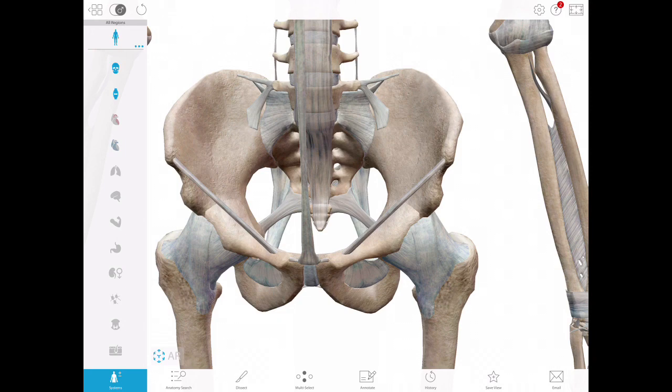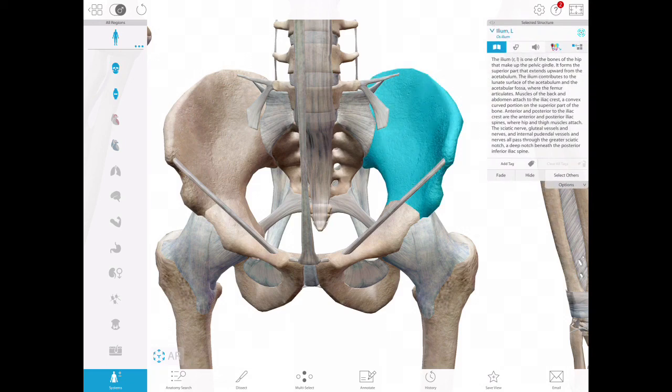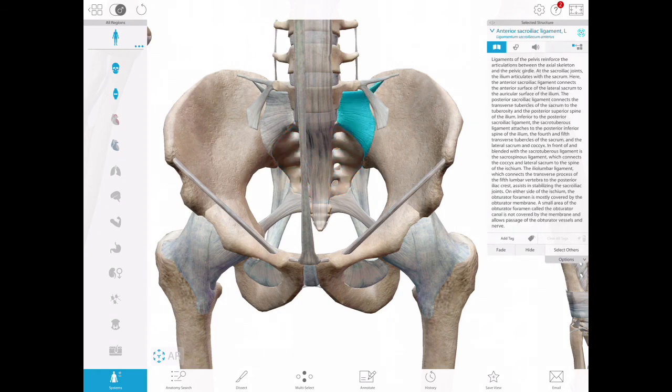So the next one is the sacroiliac ligament. Can you guess where that is? Sacrum and iliac. So where do you find the sacrum and the ilium? Well, that's the ilium and that's the sacrum, so there it is, the sacroiliac ligament.